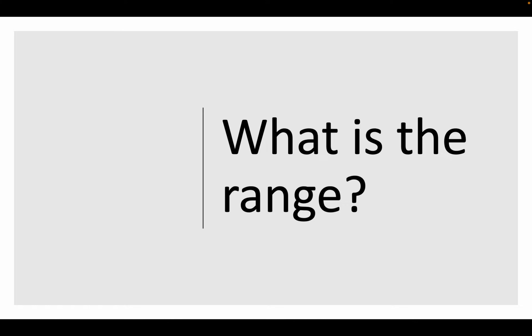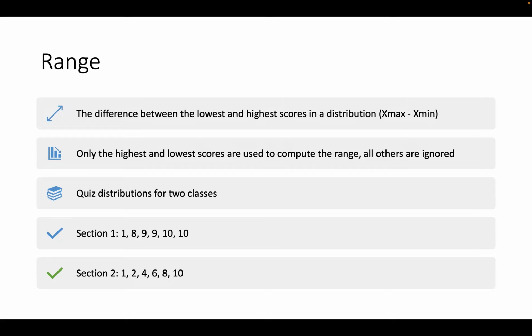And we're going to start by talking about the range. So what is the range? The range is the difference between your highest and lowest numbers in your data set. You will only use those two scores and everything else gets ignored. So let's take a look at two data sets. The lowest score for both of these data sets is 1, and the highest score is 10. So we have a range of 9 for both of these data sets, even though they look pretty different, right?